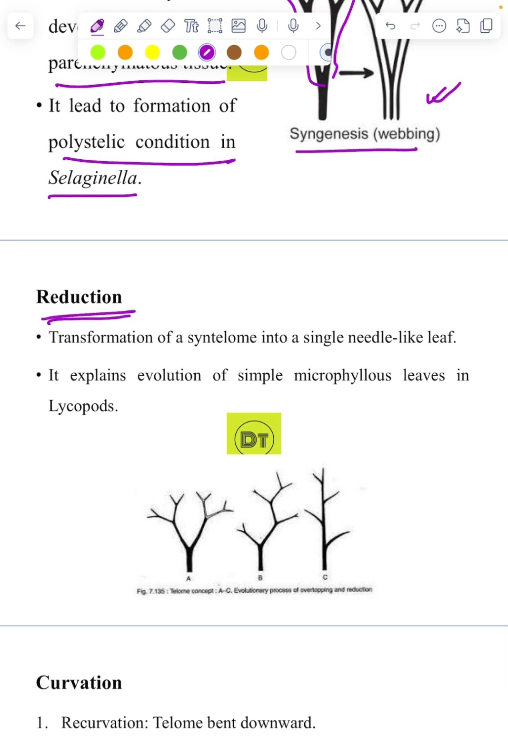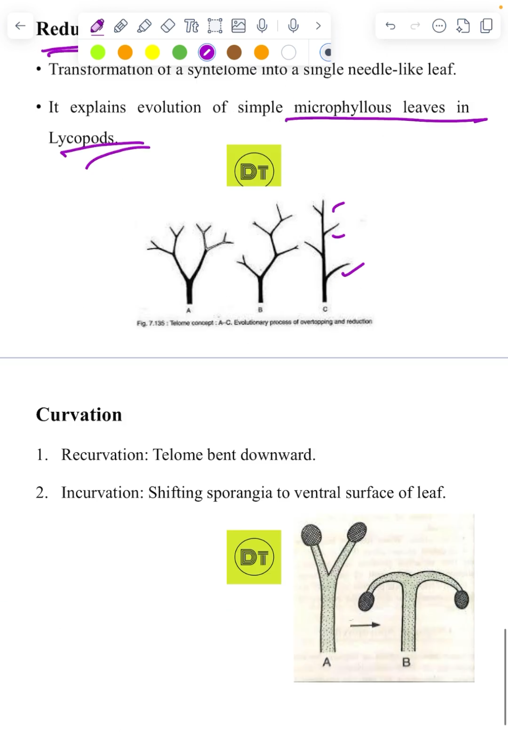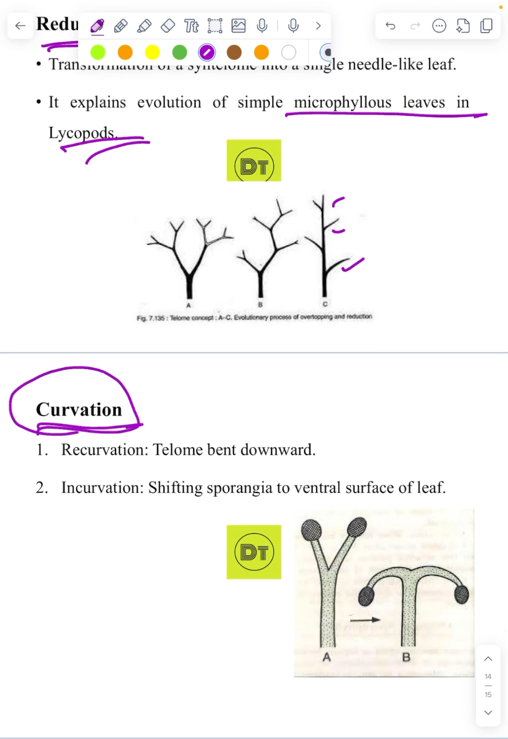The fourth step is reduction. Here is a reduction of a syntelome into a single needle-like leaf, and this kind of reduction process gave rise to microphyllous leaves in lycopods. The fifth and last process is known as curvation. Curvation is of two types: one is recurvation and the other is incurvation. In recurvation, the telomes bend downward. In incurvation, the sporangia shift to the ventral surface of the leaf.